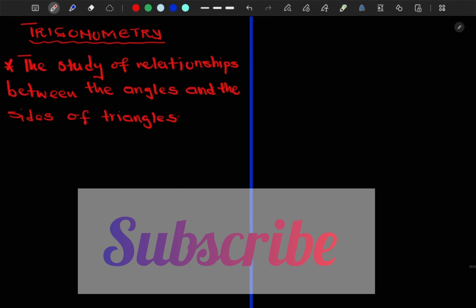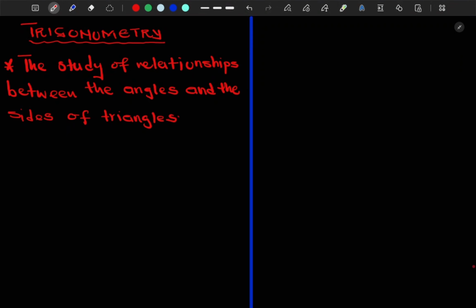In today's lesson, we'll be dealing with trigonometry, which is the study of relationships between the angles and the sides of triangles. The word trigonometry is derived from Greek. Hence, in trigonometry, to indicate angles, we use Greek letters.